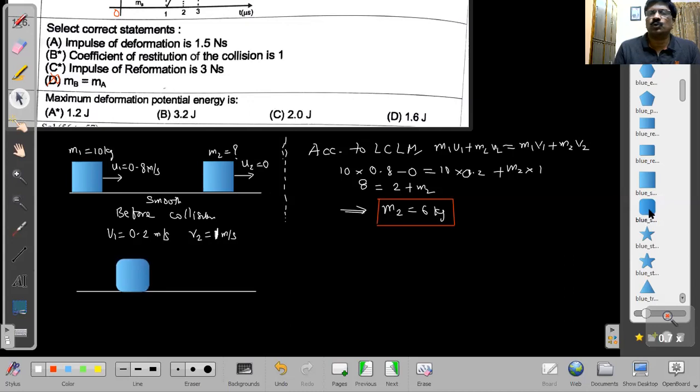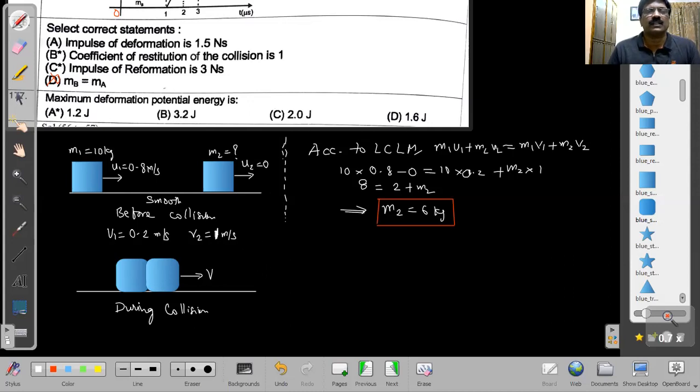During collision the two blocks come in contact like this, and of course deformation also takes place. That's why during collision both blocks travel with common velocity. Due to that, exchange of momenta takes place and deformation takes place.